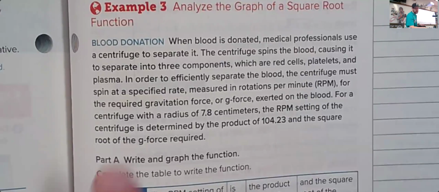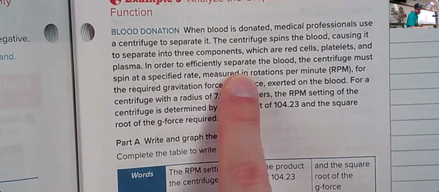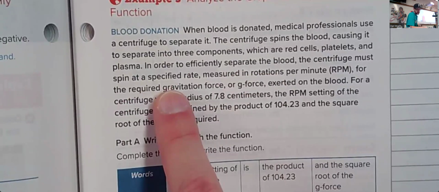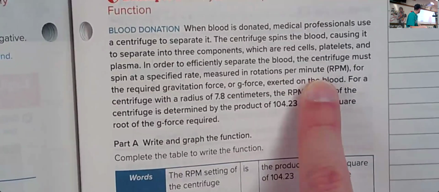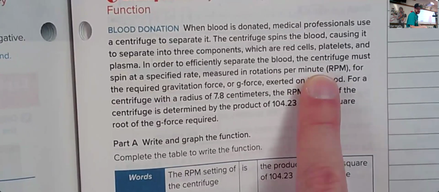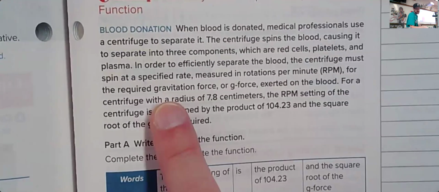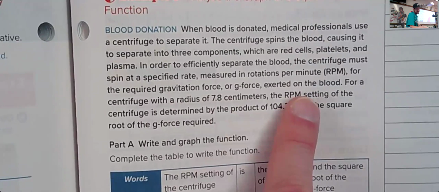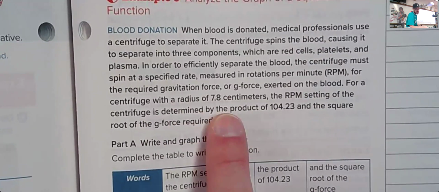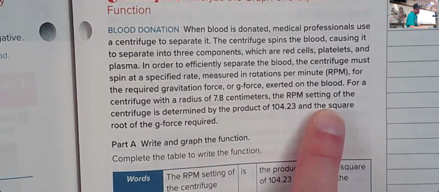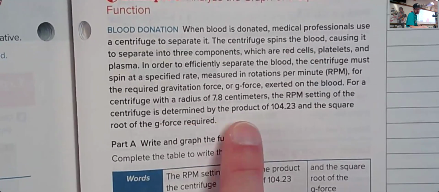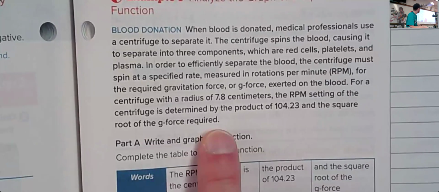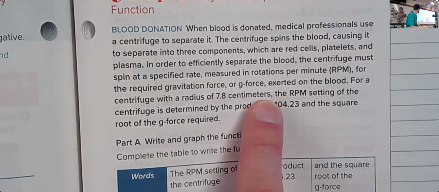Anyway, in order to efficiently separate the blood, the centrifuge must spin at a specified rate, measured in rotations per minute or RPMs, much like a car engine, for the required gravitational force or G-force exerted on the blood. For a centrifuge with a radius of 7.8 centimeters, the RPM setting of the centrifuge is determined by the product of 104.23 and the square root of the G-force required. So there's obviously a couple different parameters here.